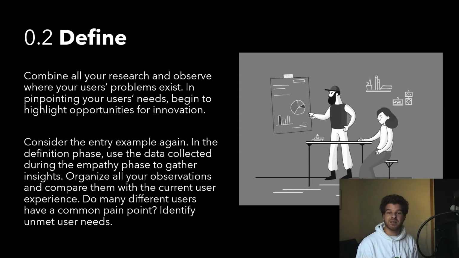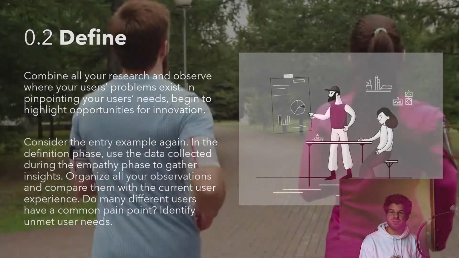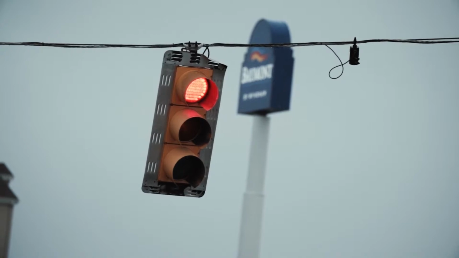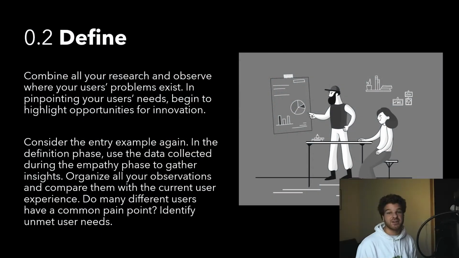Phase 2, the define phase. This phase is all about combining all of the data that you gathered in the first phase and then observing if some patterns exist. These patterns can be the base for your innovation. For example, if you see that all the runners on a running path take a red light, there's probably something wrong with the placement of that red light and you should fix it.